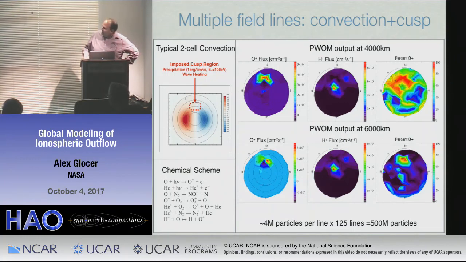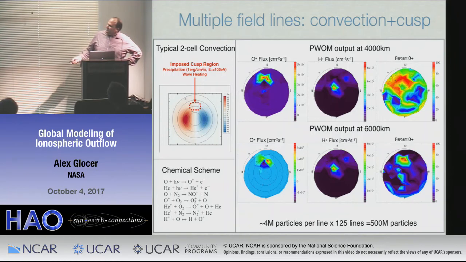Now, one thing that kind of surprised me with this is while both the O+ and H+ flux are enhanced associated with the cusp, if you look very closely, you see that they're actually displaced from each other. The H+ flux is enhanced, but it's more past the cusp, more poleward of the cusp. And that kind of puzzled me for a while, but I think I have an explanation for it.